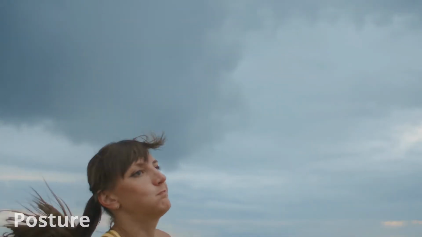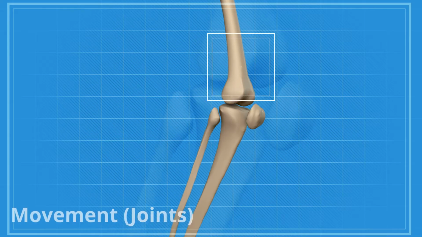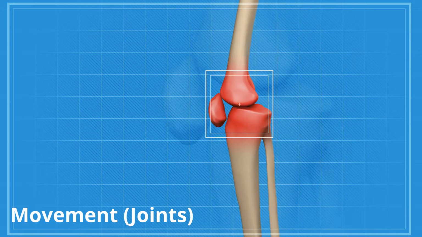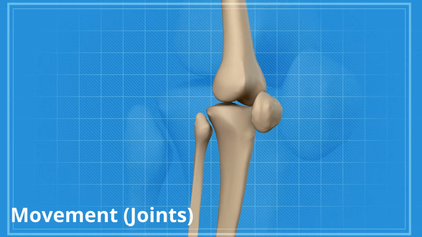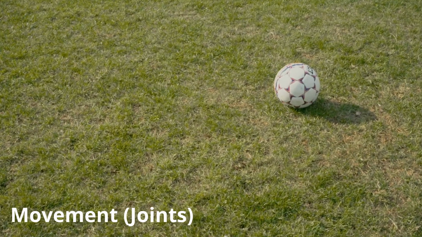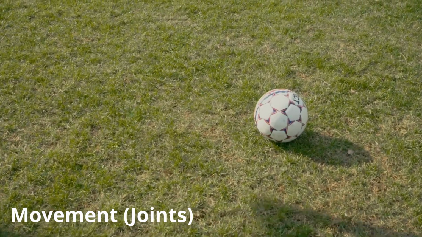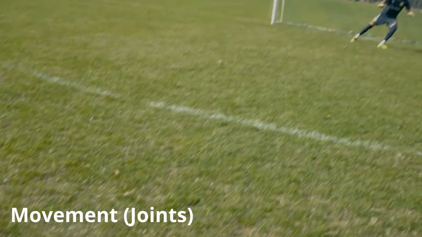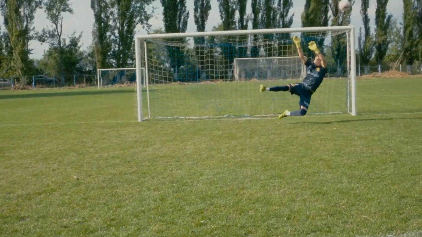The third function is movement, and this relates to the joints. The joints is where movement takes place. So for example, your knee is an example of a hinge joint. Again, we'll learn about joints later on, but this hinge joint of the knee allows you to kick a ball in football.